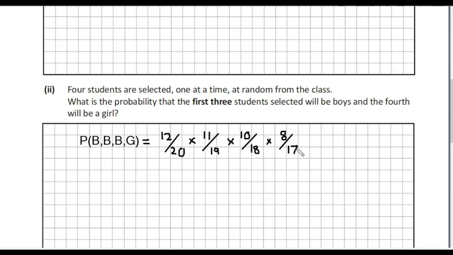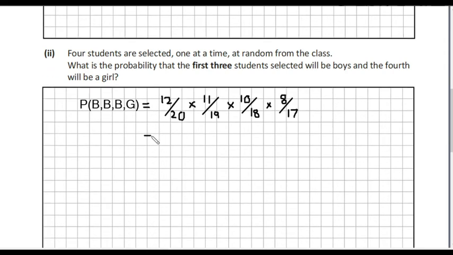So that can be typed into the calculator in one go. So when you type all that in, let's see what we get here. Okay, so when you type all that in, you should get this as a fraction. It's going to end up being 88 over 969. Alright, and that's it done.